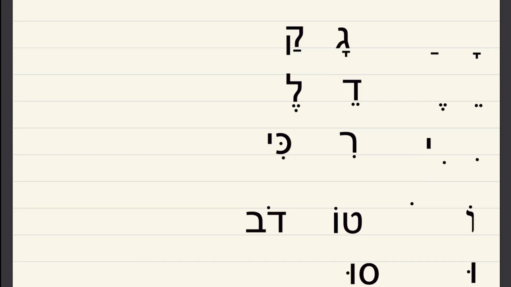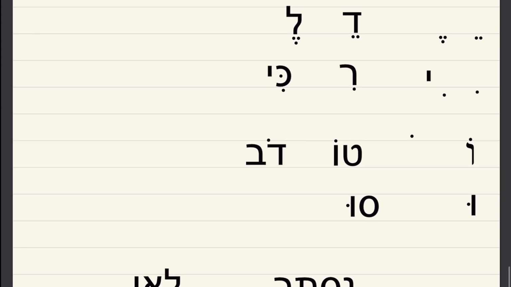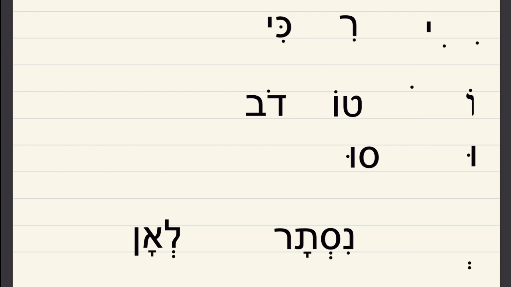So let's review it again. Here we have a. Here we have the e vowel. One dot or one dot with a yud is e. Vav with a dot above the vav, or just a dot between two letters is o. Vav with a dot inside is u. And two dots, one above the other, is a stop, most commonly. Or in the beginning of a word, also e.